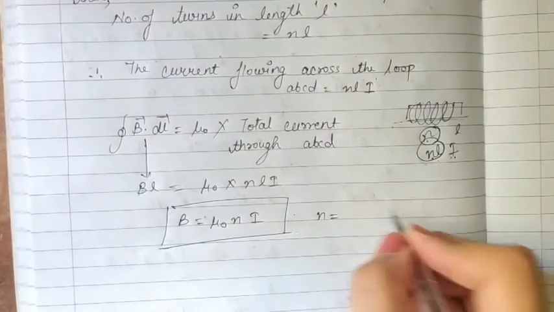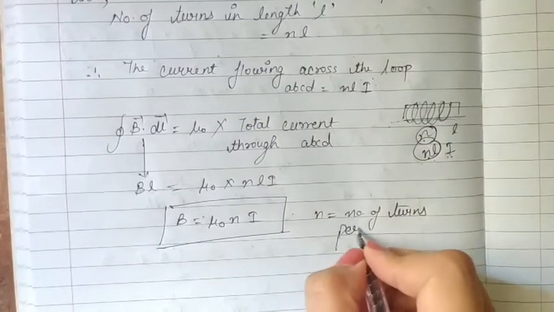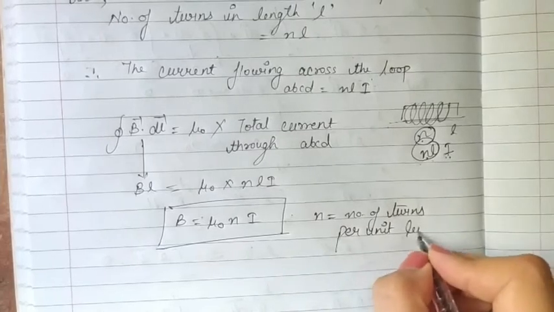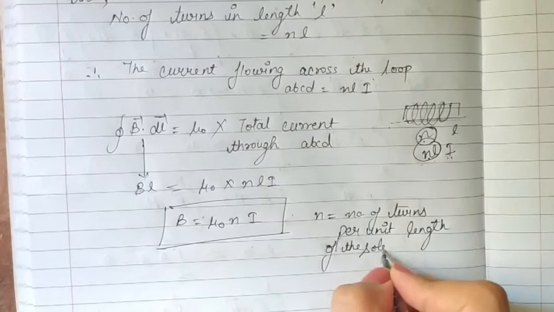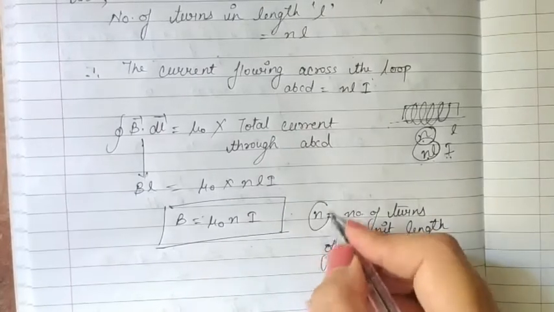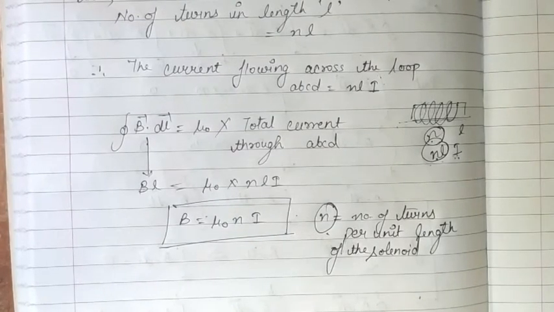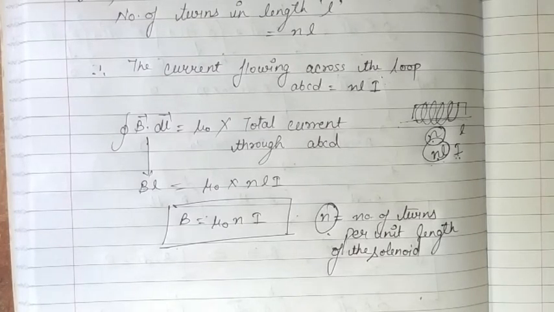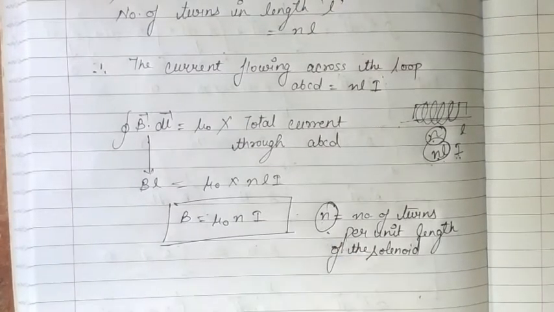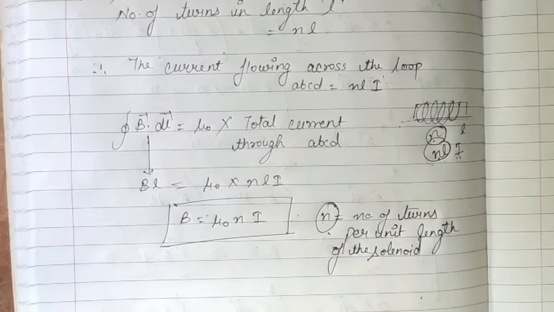where n is the number of turns per unit length of the solenoid. This is the point that we have to note, that n is the number of turns per unit length of the solenoid, because most of the times while solving numericals we can't remember this and we put the wrong value here. N is not the total number of turns, n is the number of turns per unit length of that solenoid.